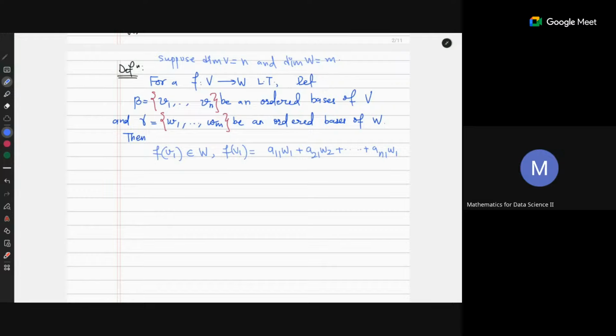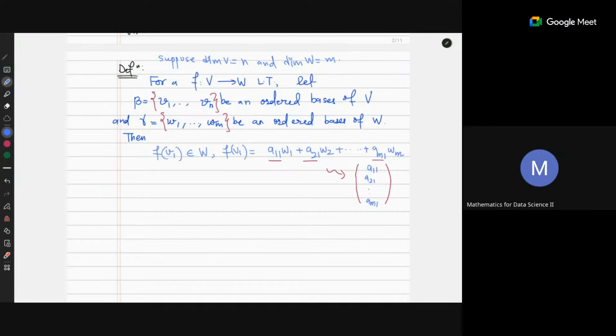N1, sorry, M1. There are m many bases, M1. All right. Now we do so. These coefficients will correspond to a column, and what is their order? Their order is decided by the order of the basis of the codomain. So A11 will be the first entry, A21 is the second entry, and so on, Am1 is the last entry.